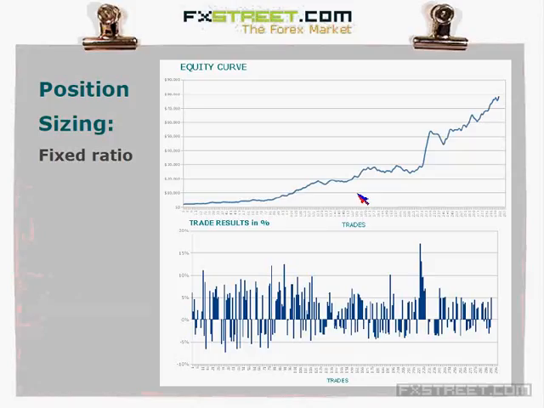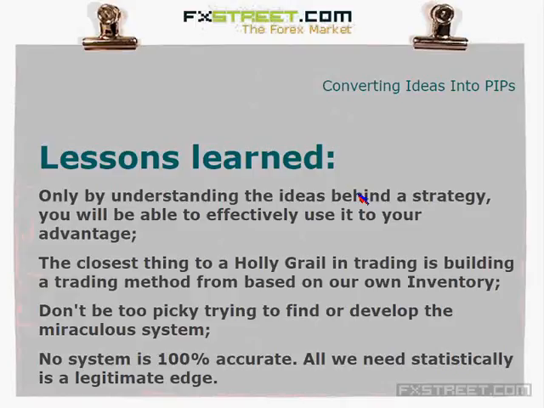I show the position sizing here just so you know that we will cover this aspect in a future webinar. For today, the idea was to understand that only by understanding the ideas behind the strategy will you be able to effectively use it to your advantage. We have also learned that the closest thing to a holy grail in trading is building a trading method based on your own inventory, as we defined it in the last webinar. And we have learned not to be too picky trying to find or develop the miraculous system. It's not needed. You see how a very mechanical strategy grew an account from $2,000 to almost $90,000 in 5 years, in one pair, in one time frame. And no system is 100% accurate. All we need statistically is a legitimate edge.